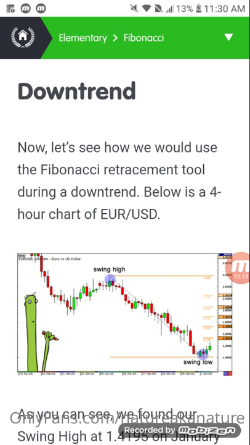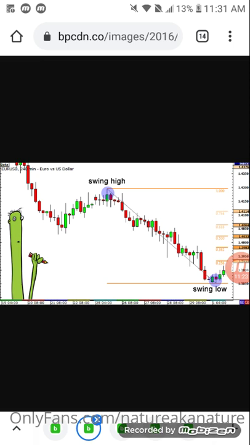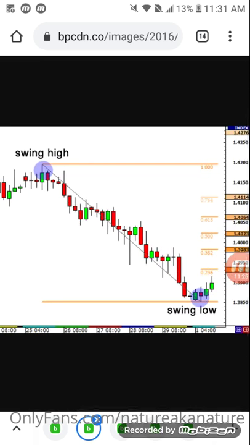Below is a 4-hour chart on Euro USD. To get the Fibonacci retracement levels for the downtrend, we need to draw from the swing high, because you sell at the top. You draw from the swing high and drag it down, because price will sell off from the top and swing all the way down to the low. Now, if it's an uptrend, remember, you draw from the swing low to the swing high. If it's a downtrend, you draw from the swing high to the swing low.